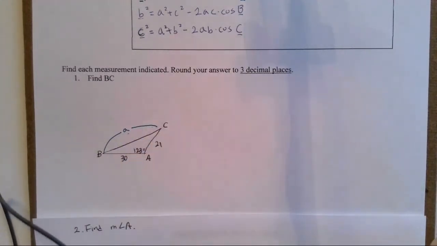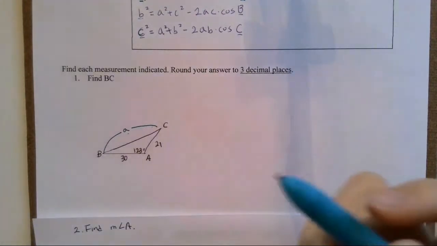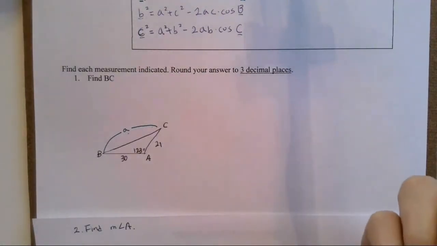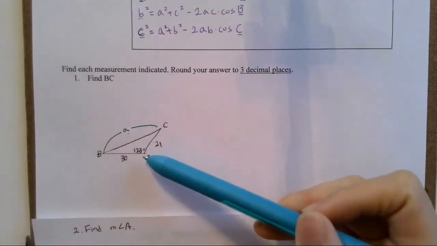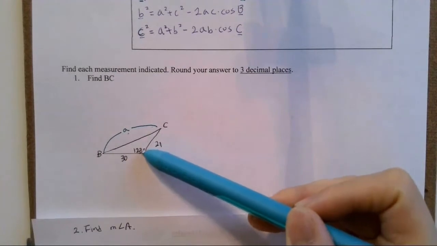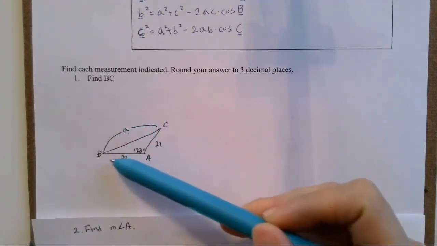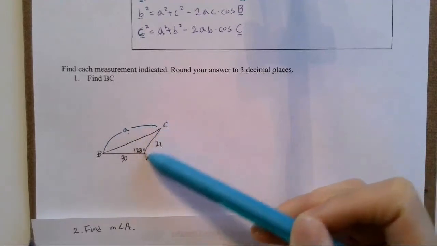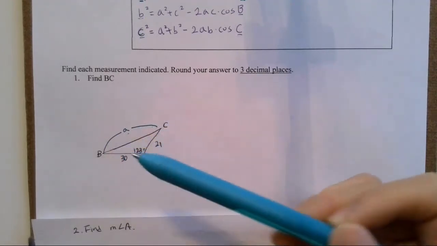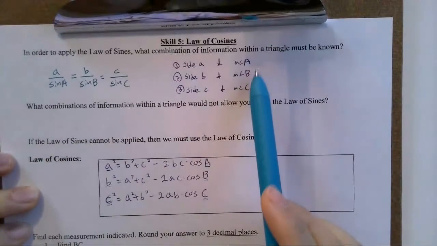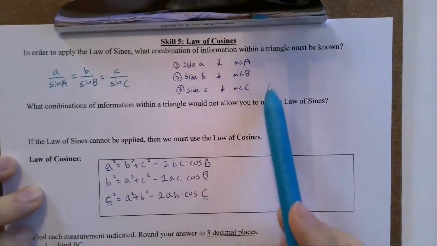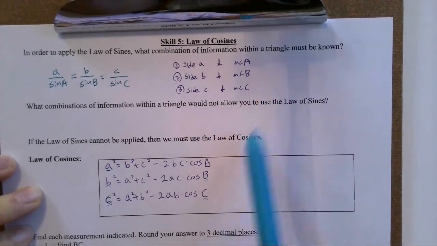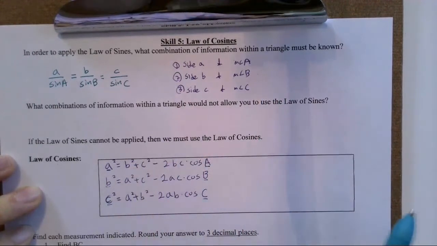First thing you need to ask yourself is, can I use law of sines? And the reason is because law of sines is easier to do. So I'm looking at it. I know angle measure of A. Do I know side a? Nope. Side c, I know angle measure C. Ugh, I don't know that. Side b, I know angle measure B. Nope, I don't know that. So I don't have any of these three combinations that I can use for law of sines. Therefore, I gotta use the law of cosines.